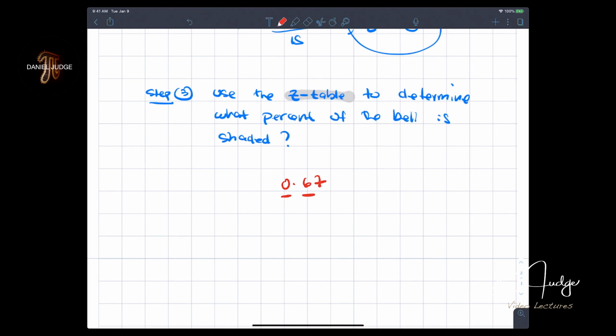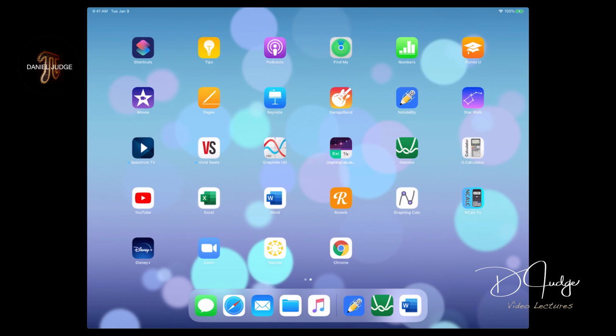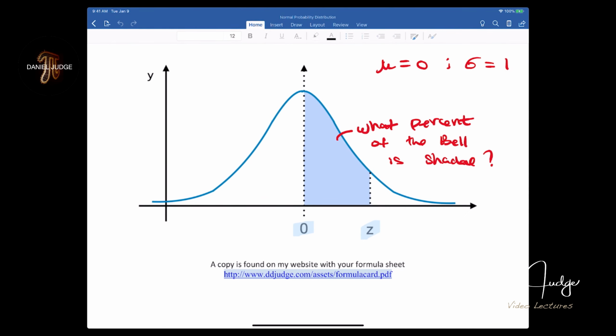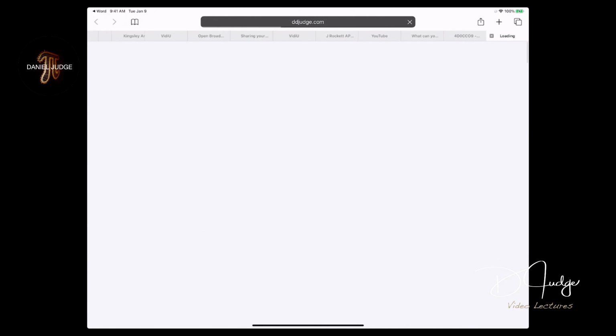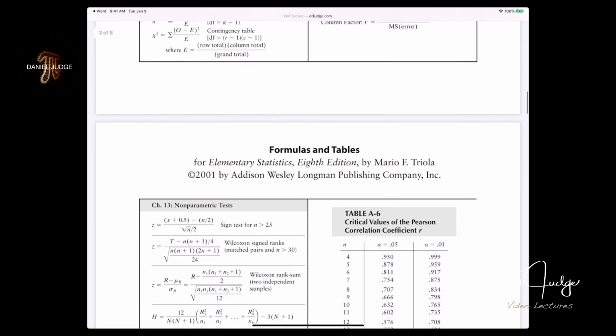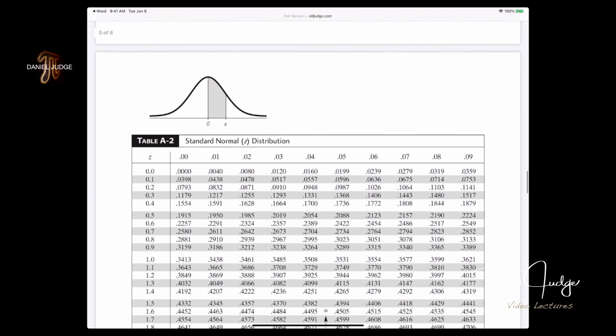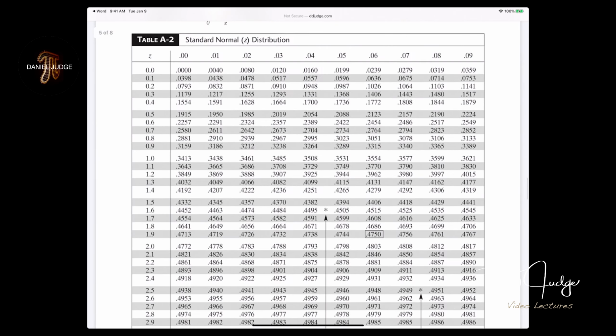My row for a Z is 0.6. Here's the row. And then I need the 0.07 column. Right there. 0.6 row, 0.07 column. We did all this yesterday. So I think we're here. It disappeared. There we go. So 0.6 row, 0.07 column. So I'm going to go here.